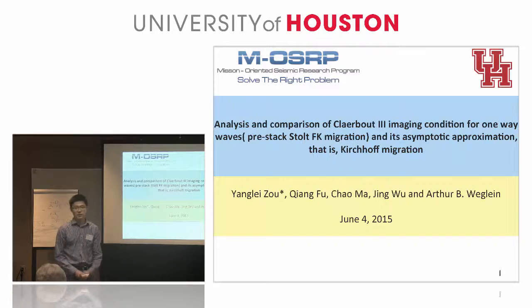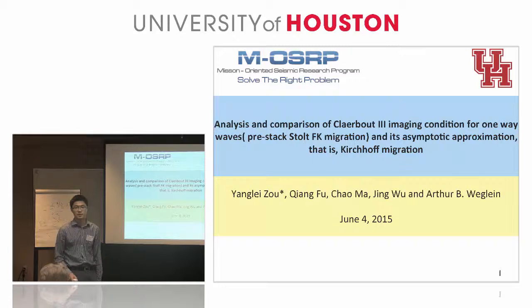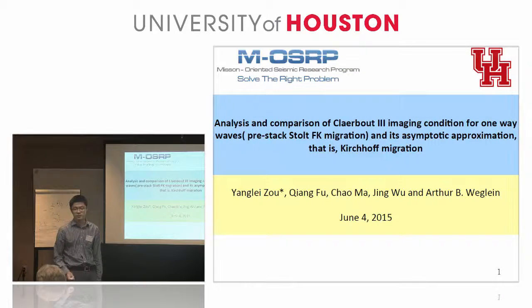And in the end, I'll show the benefit of Claerbout III: Claerbout III and Claerbout II are different imaging conditions. And Claerbout III can provide a physical experiment at depth with source and receiver location at depth, and provide definitiveness and meaningful amplitude that other migration methods cannot provide.